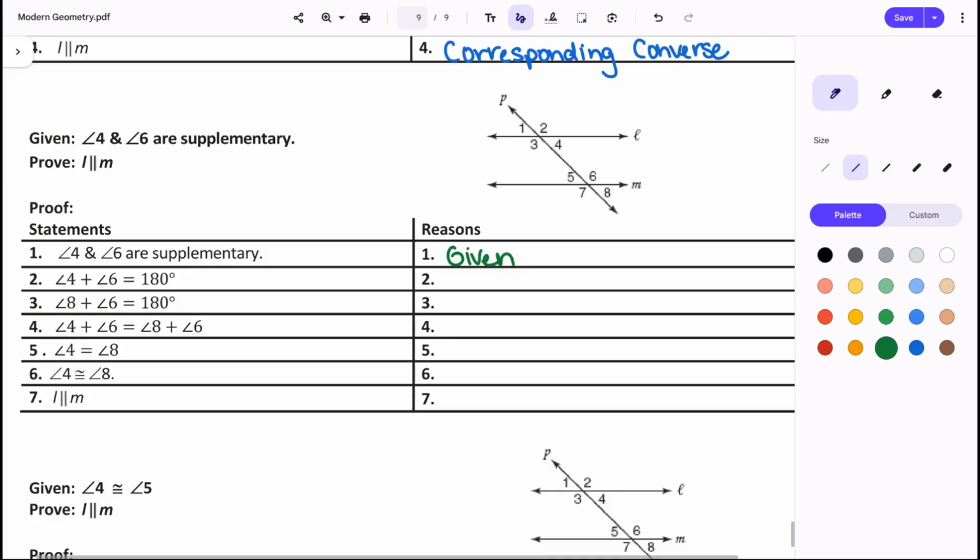Okay, 4 and 6 are supplementary. That's statement 1. Statement 2 says angle 4 plus angle 6 equals 180. How come we can say that? They're same side interior. That's true. What does supplementary mean? They add to 180. So we're just using the definition of supplementary there. Because they're saying these angles are supplementary, that tells us they should add to 180. So I'm going to write for number 2, definition of supplementary.